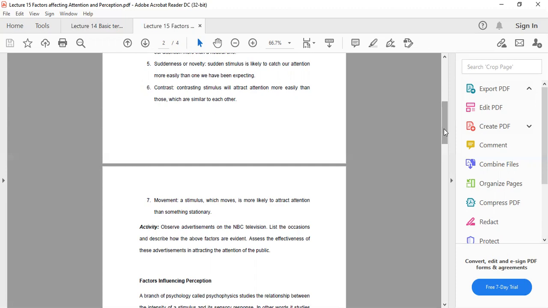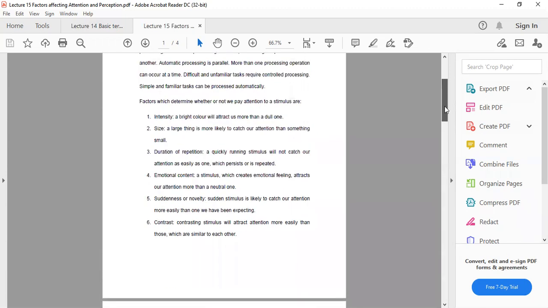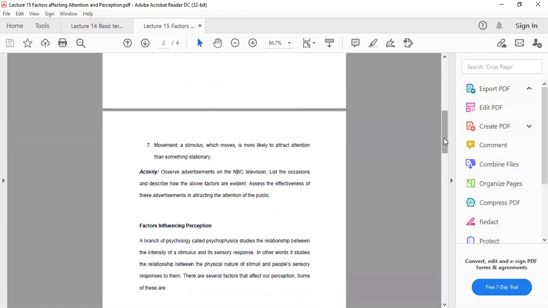So according to what has been said up here, with all these factors, try to see which of them apply to which advertisements, and also other things which haven't been mentioned there, and then put them on the list.